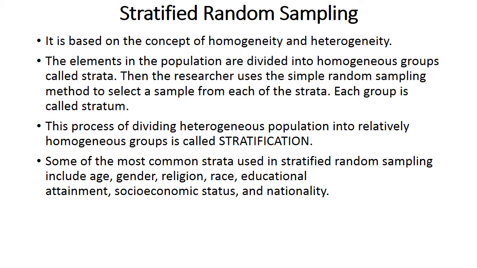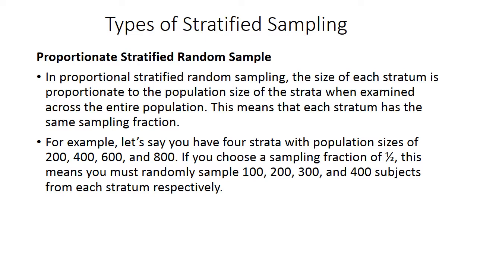Now, some of the most common strata used in stratified random sampling are on the basis of gender, age, religion, race, education background, socioeconomic status, nationality, etc. In this sampling, strata should be relatively homogeneous and the strata should contrast with each other. In most cases, researchers use demographic variables, as I discussed, on the basis of age, race, ethnicity, gender. There are two types of stratified sampling.